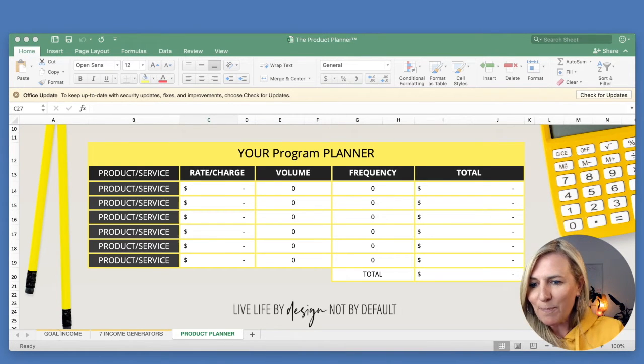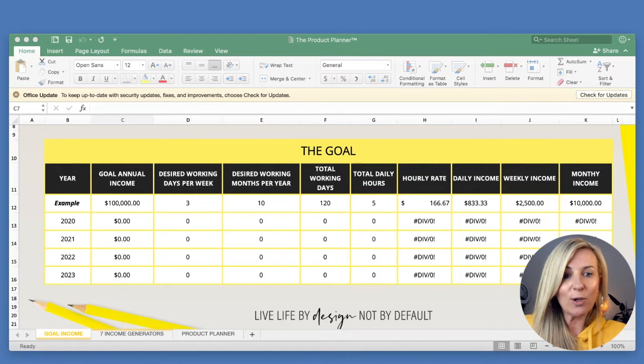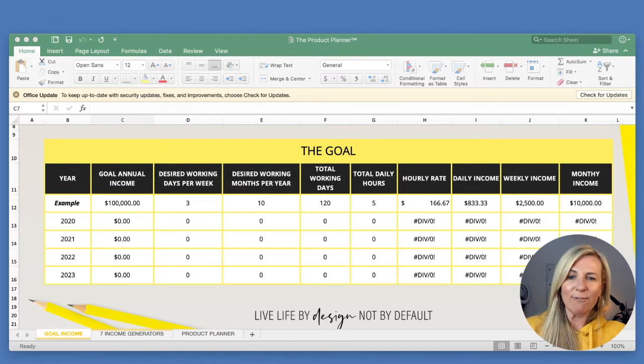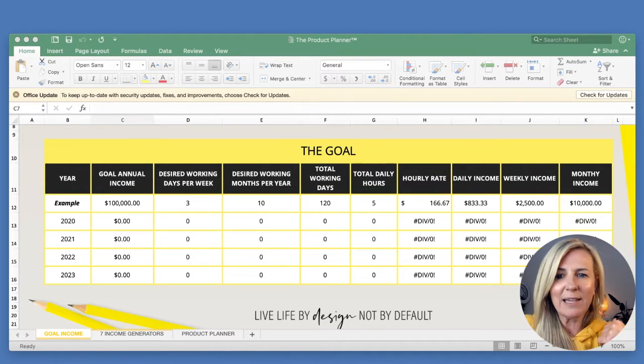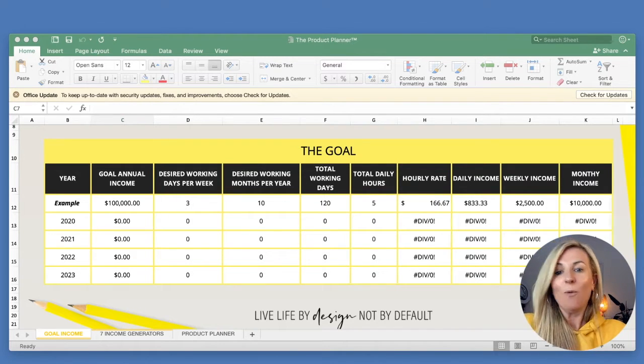So let's go back to the first page. Actually, you'll start here with the goal income page, and this is pretty straightforward. And these are really the five fundamental questions that I think everyone needs to ask themselves. How much do you want to make? How many days a week do you want to be working? What's the ideal amount of months that you would like to be working or have off in your business?